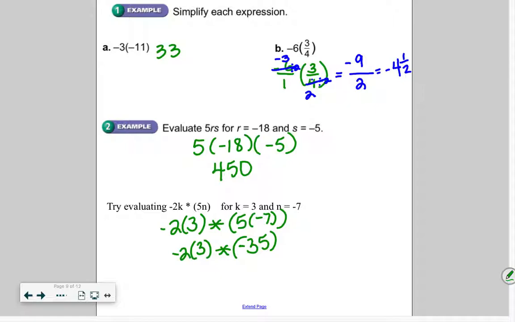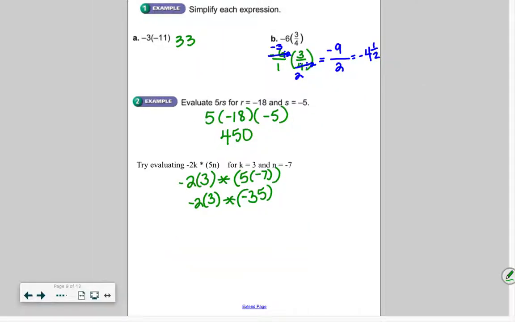Next. Negative 2 times 3 is negative 6. And negative 6 times negative 35. Positive or negative? Positive what? Positive 210.